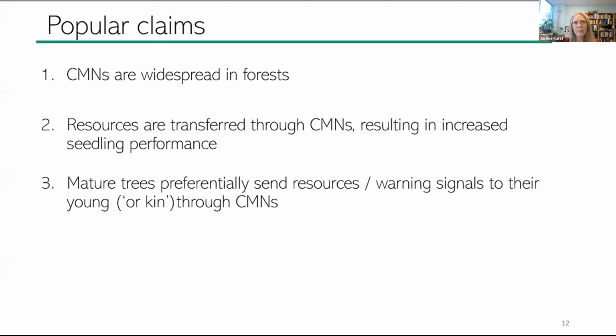So from that, we found that there were 3 claims that were popping up over and over again. The first one is this idea that common mycorrhizal networks are widespread in forests. The second one is that resources are transferred through common mycorrhizal networks, resulting in increased seedling performance. And the third is this idea that mature trees preferentially send resources or warning signals to their young, or sometimes they're called kin, through common mycorrhizal networks. If I slip, I might say network, I might say CMN, just know that I'm talking about common mycorrhizal networks.